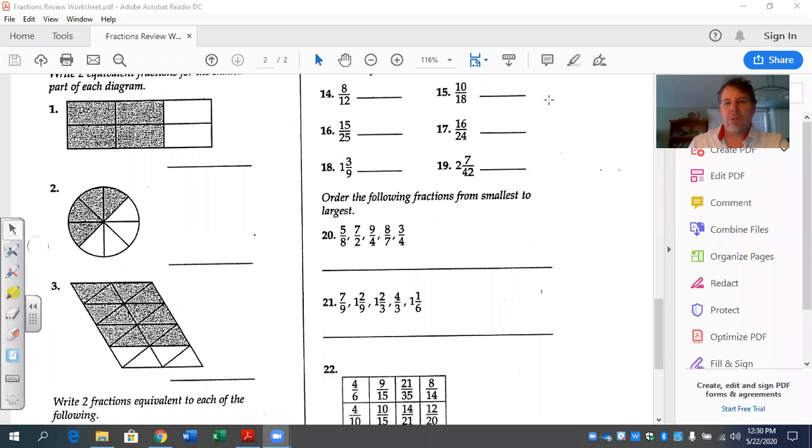Okay, so I'm going to do this last set of problems. Where's my toolbar with the annotate? There we go.